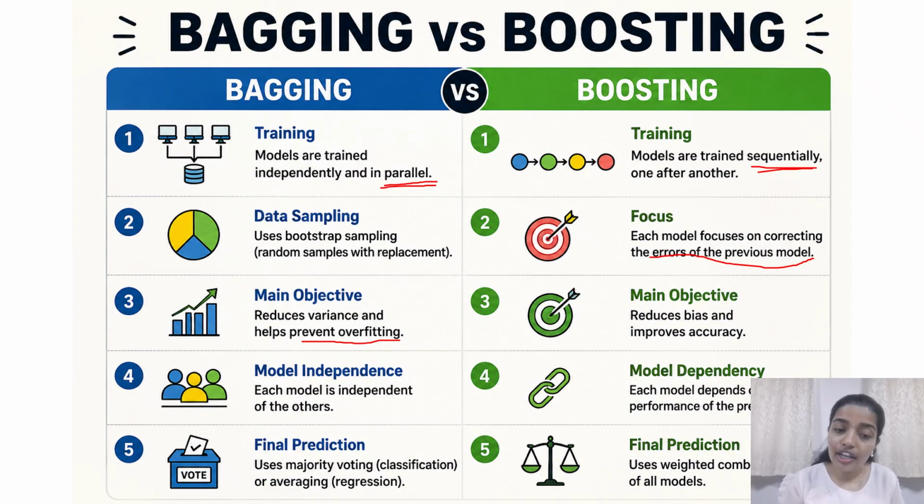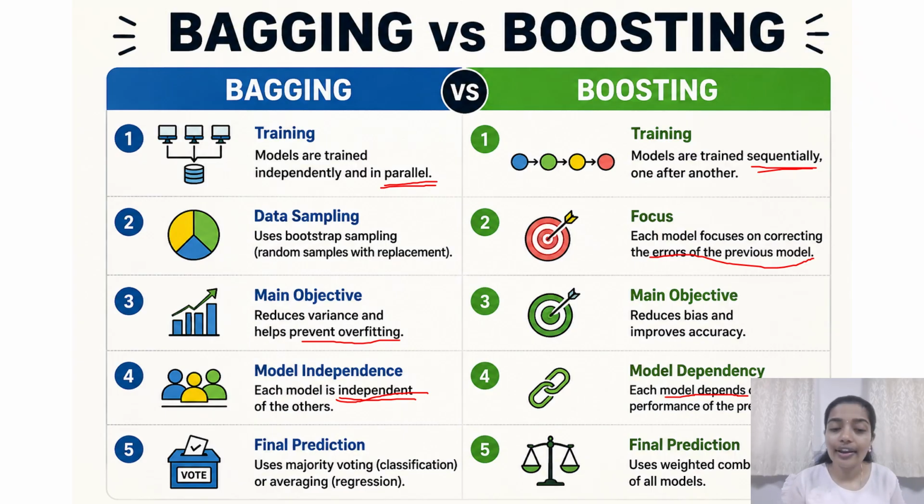Then each model is independent. In bagging, all the models are independent. The results of different models are independent. They are not dependent because they are running in parallel. Whereas in boosting, the models are dependent. Each model is dependent on a different model. So this is also a difference between them.